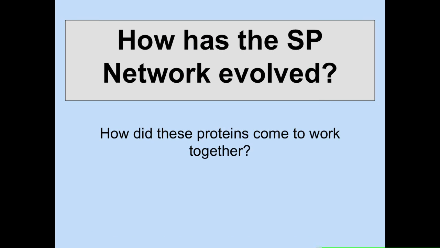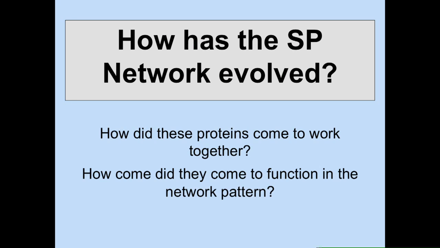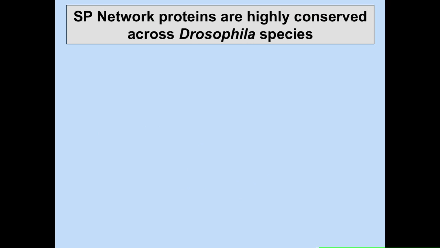And so given all of these reproductive traits have changed over time, as I've just described, we wondered how the sex peptide network has evolved over the course of the Drosophila phylogeny. And specifically, how did these proteins come to work together, and how did they come to function in the network pattern that I've just described?